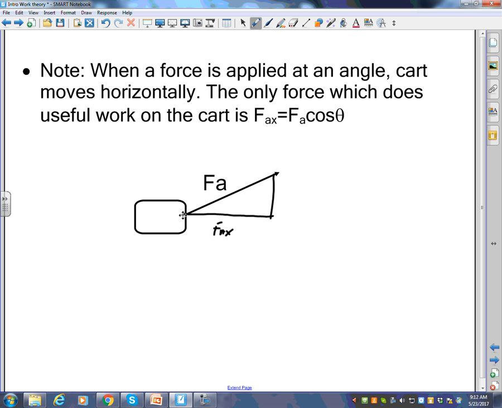What about the F_A y? What's it doing? In this case, it's lifting the cart up, and in fact reducing friction. But only F_A x is doing the work. And you guys already know that F_A x is F_A cos theta, right? All kind of covered on Friday as well. I'm just doing it in note form, and I'm going to give you some sample problems today.